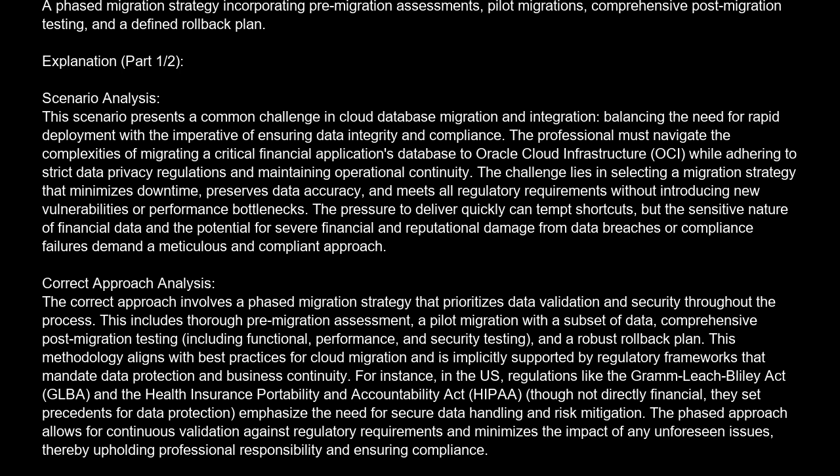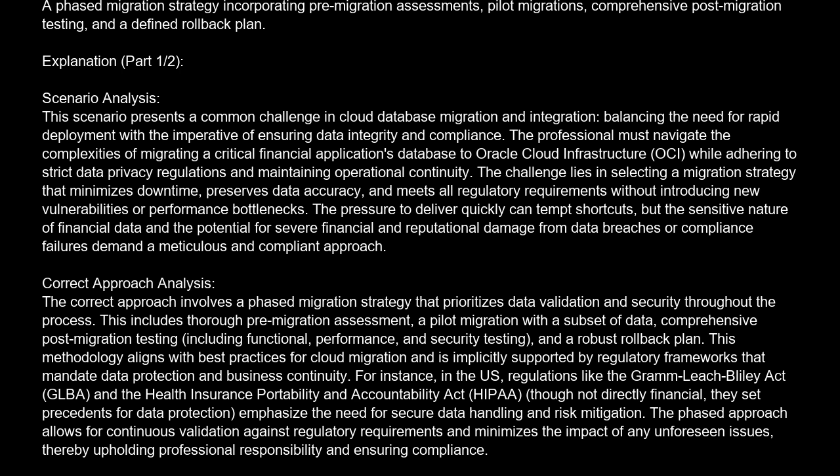Explanation. Scenario analysis. This scenario presents a common challenge in cloud database migration and integration, balancing the need for rapid deployment with the imperative of ensuring data integrity and compliance. The professional must navigate the complexities of migrating a critical financial application's database to Oracle Cloud Infrastructure, OCI, while adhering to strict data privacy regulations and maintaining operational continuity. The challenge lies in selecting a migration strategy that minimizes downtime, preserves data accuracy, and meets all regulatory requirements without introducing new vulnerabilities or performance bottlenecks.